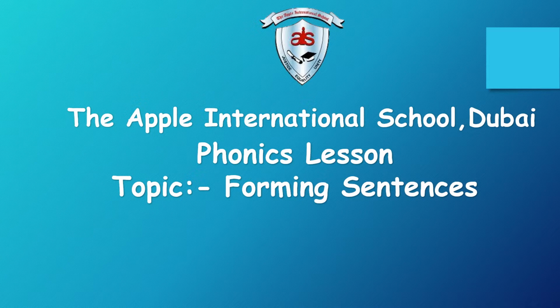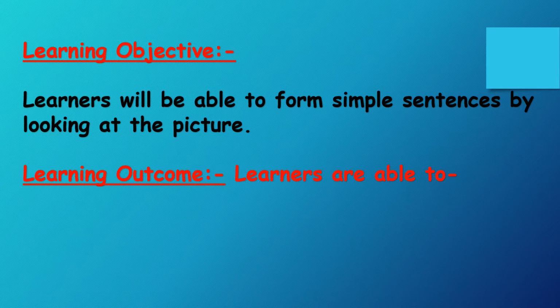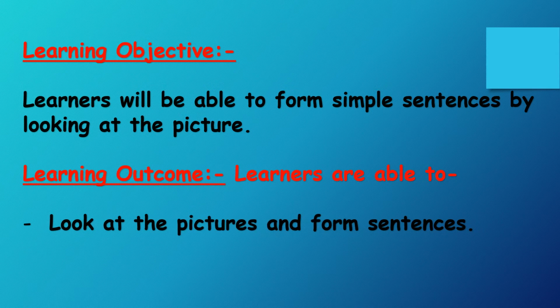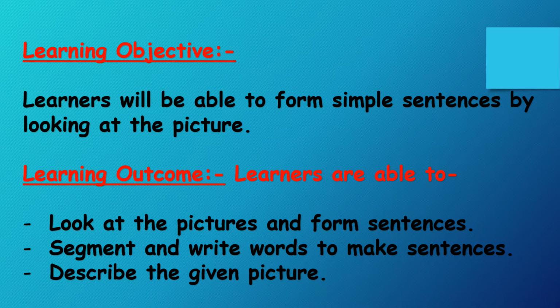Our topic for today is forming sentences. Our lesson objective for today is learners will be able to form simple sentences by looking at the picture. Learning outcome is learners are able to look at the pictures and form sentences, segment and write words to make sentences, and describe the given picture.